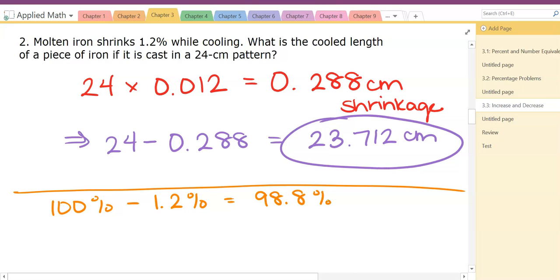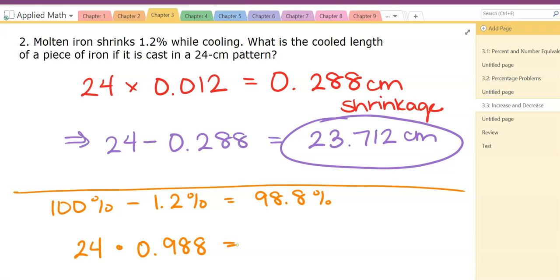If you do that 24 times 0.988, you should still get 23.712. So you could check that. And I'm still getting 23.712. That's like the direct calculation, instead of having to find the shrinkage and then subtracting. The only reason why you would maybe want to do the first one is if they ask, like, how much does it shrink by? If they want to know how much you have to lose.